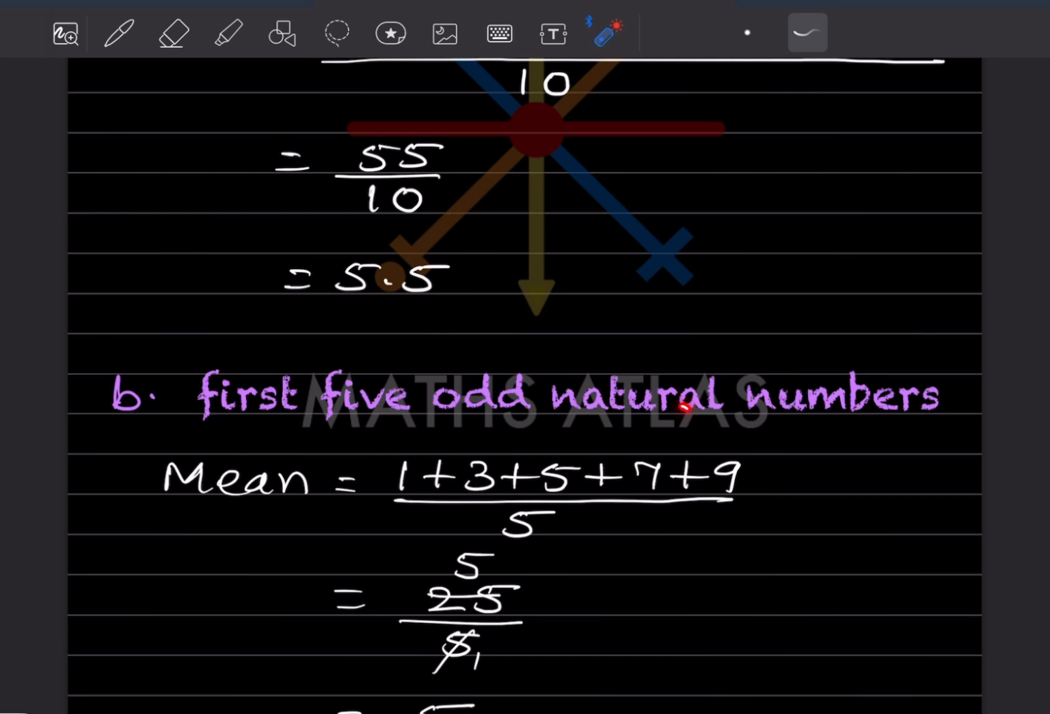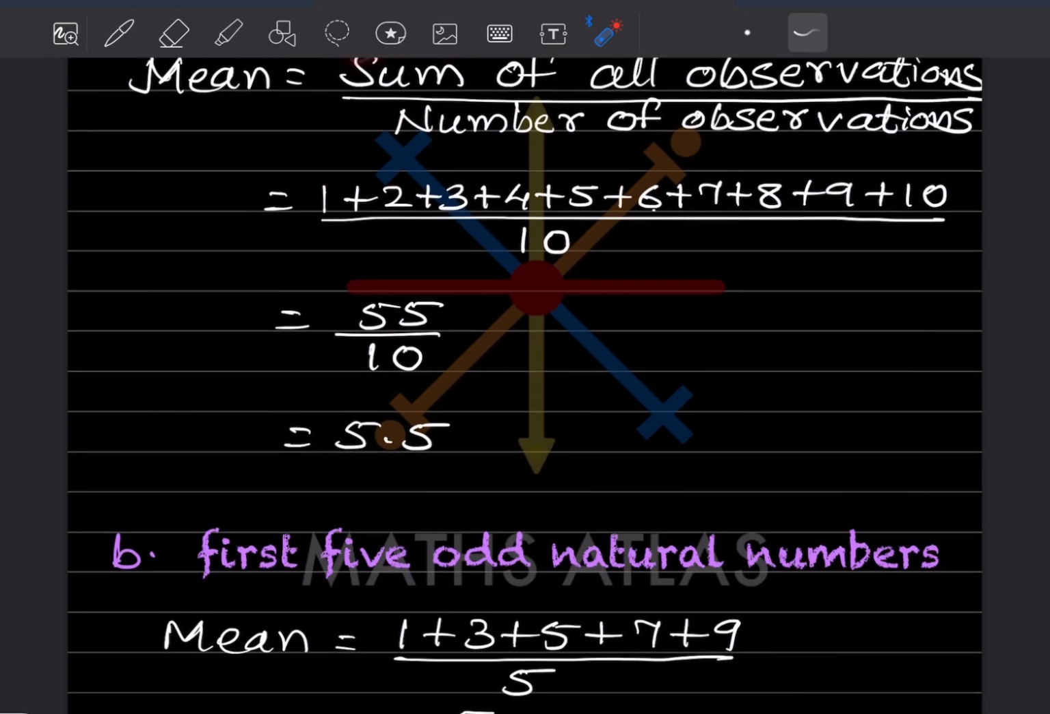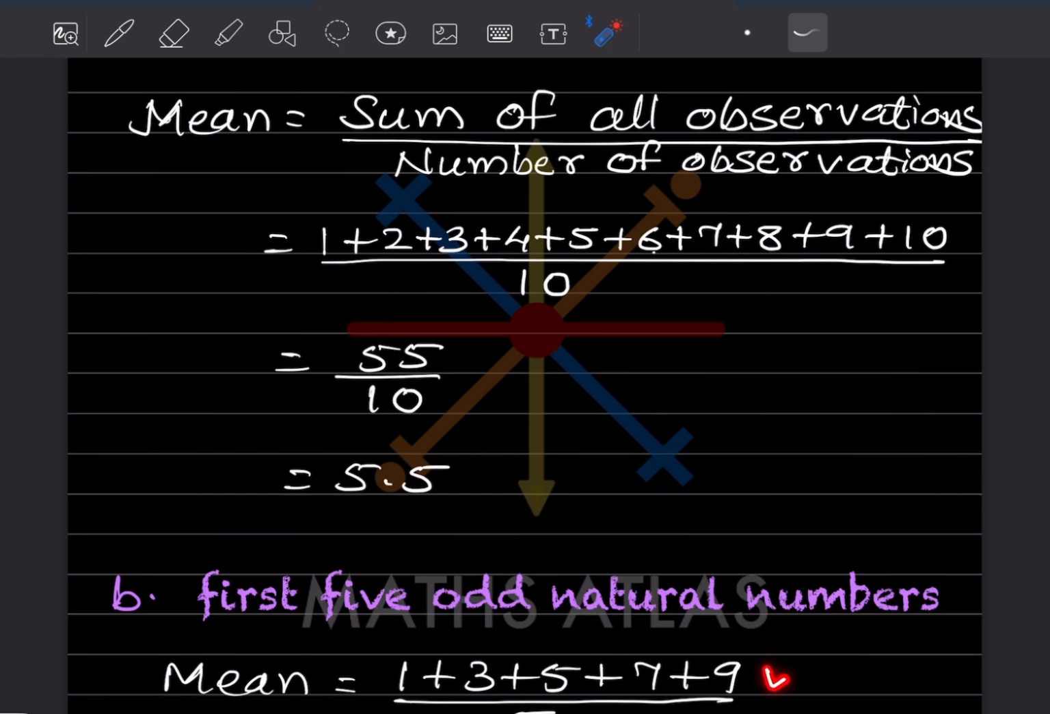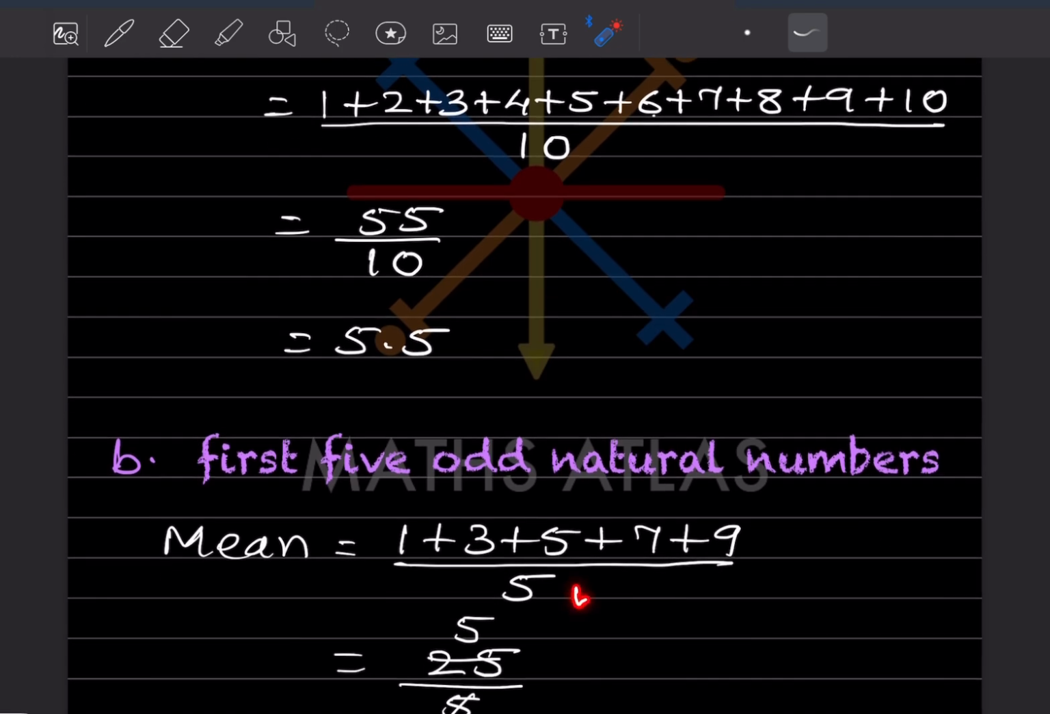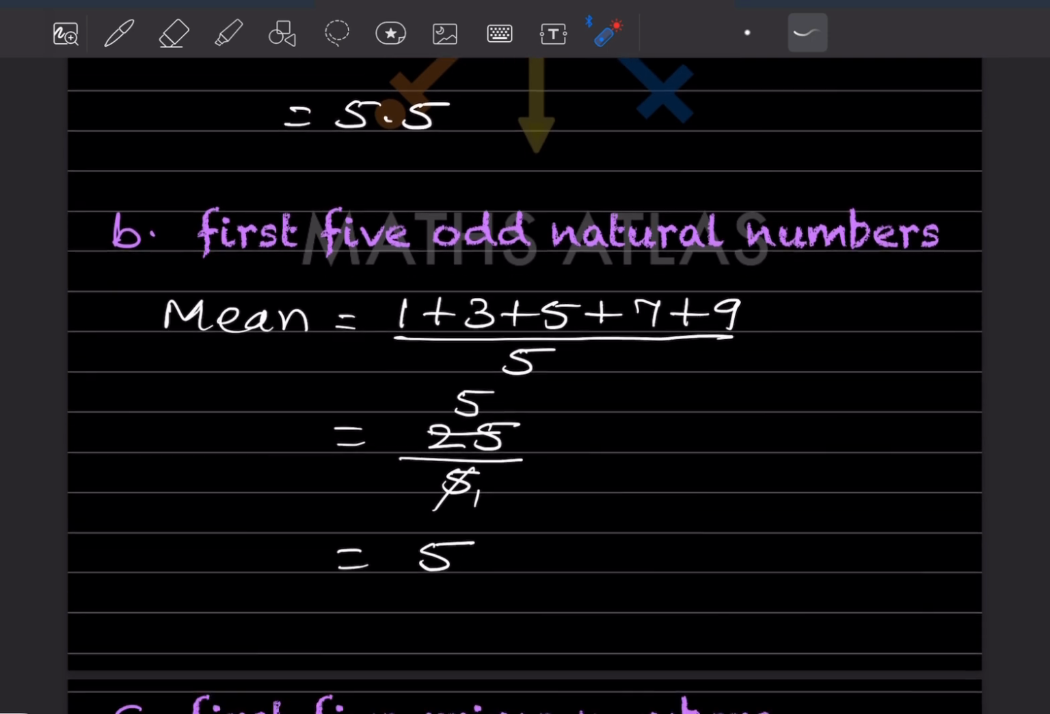Next, the first 5 odd natural numbers. Natural numbers start with 1, 2 and so on, but here we want only odd numbers: 1, 3, 5, 7 and so on. So you take 5 numbers: 1 plus 3 plus 5 plus 7 plus 9. The formula is the sum of all observations divided by the number of observations, which is 5. When you add, that will be 25 divided by 5, which is 5. So the mean is 5.